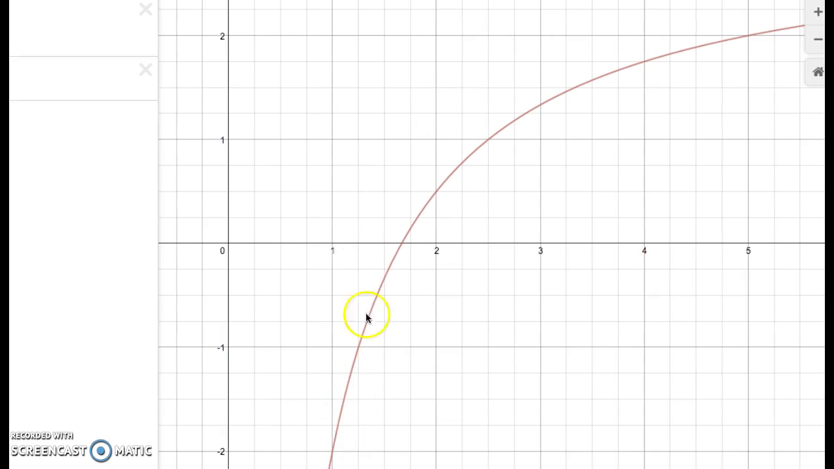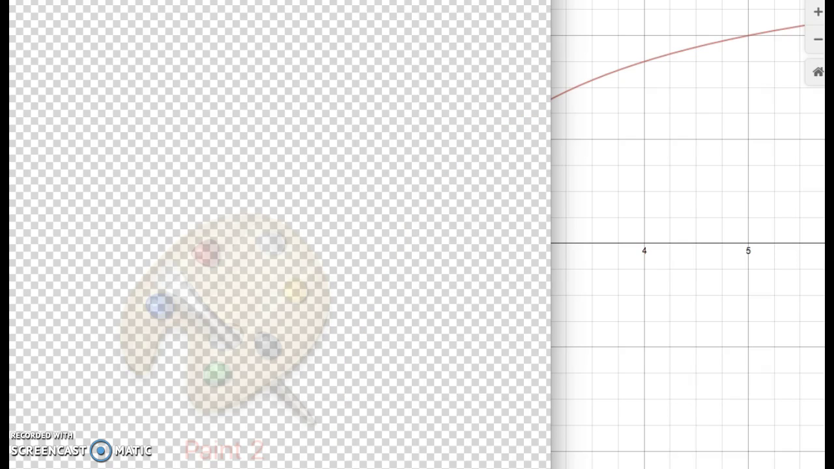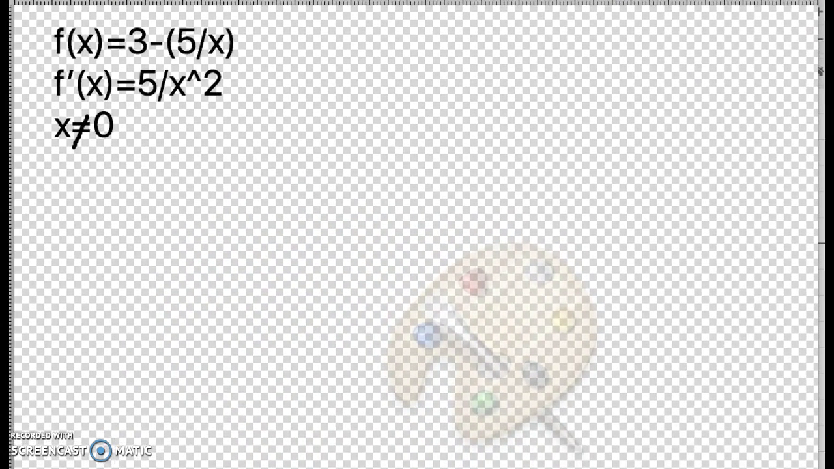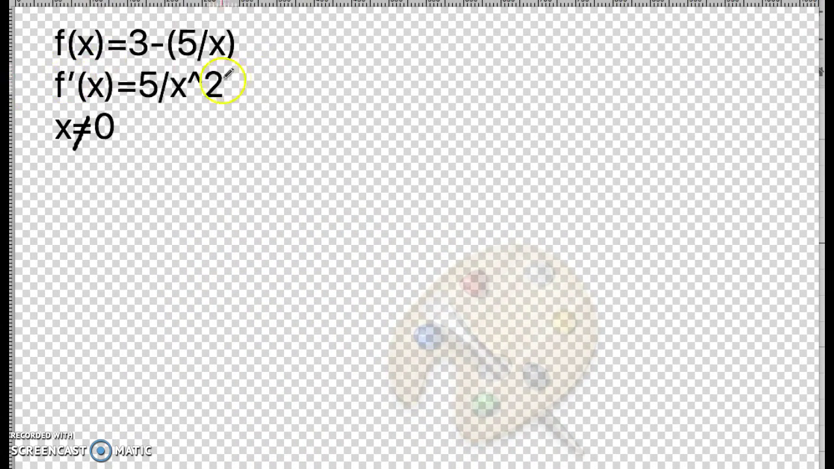Since we only need to look at the interval from 1 to 5, we can see that there's no hole or jump on the graph. So the equation is continuous. Next, we have to find if the equation is differentiable, meaning we have to find its first derivative, which is over here.